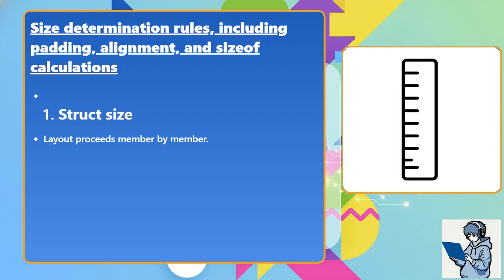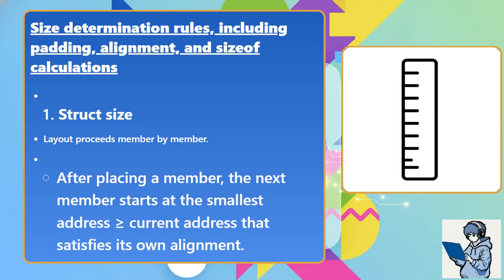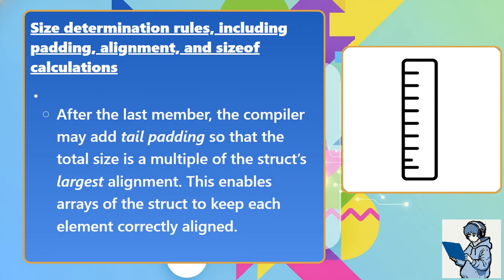Struct size layout proceeds member by member. After placing a member, the next member starts at the smallest address greater than or equal to the current address that satisfies its own alignment. After the last member, the compiler may add tail padding so that the total size is a multiple of the struct's largest alignment. This enables arrays of the struct to keep each element correctly aligned.